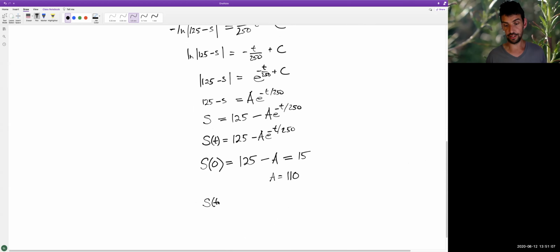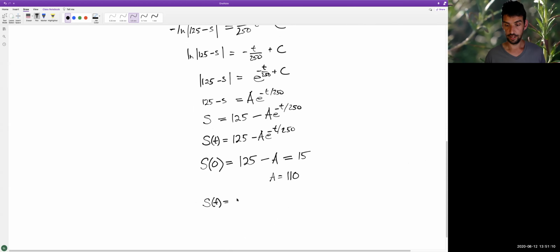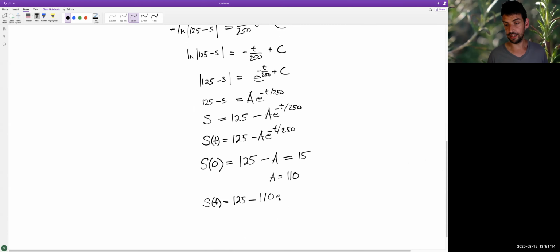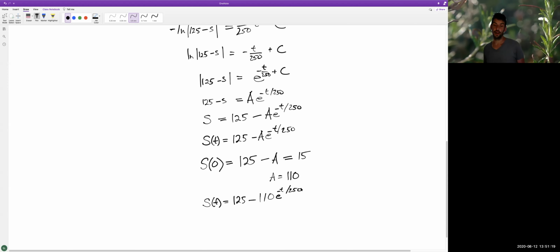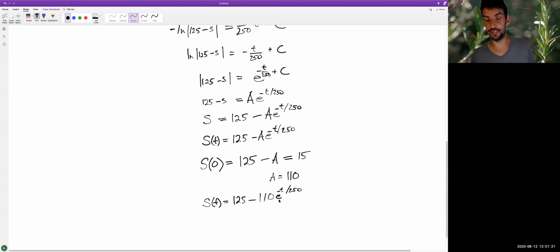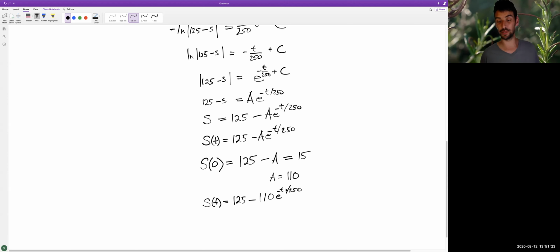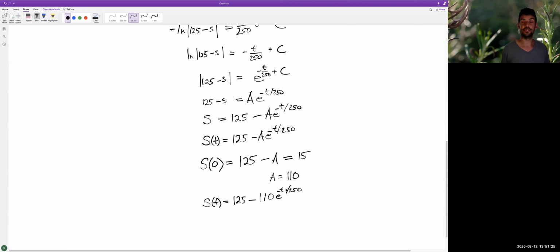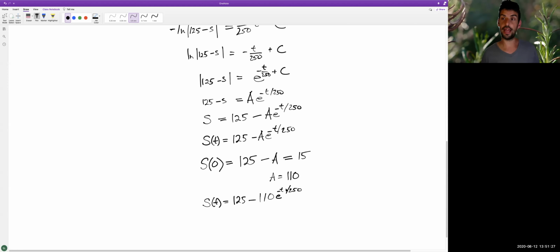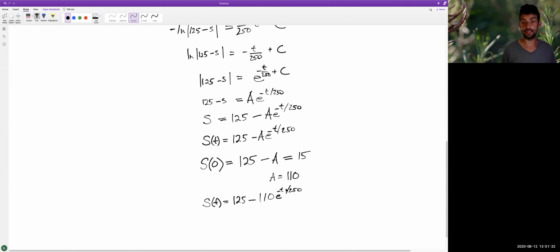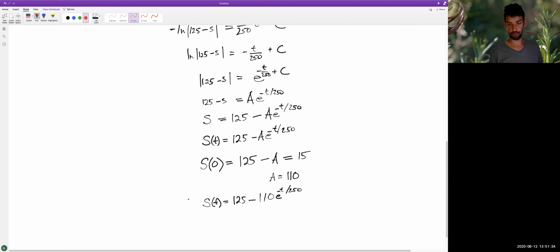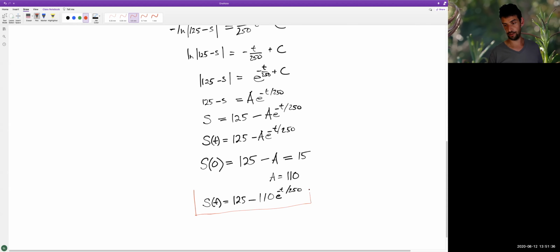So now we have the particular solution. This function is S of t equals 125 minus 110 e^(-t/250), right? So this is giving us our kilograms of salt at time t, where t is minutes after we start the process of adding and subtracting water to this tank, okay? So that is the solution to the first part of this question.